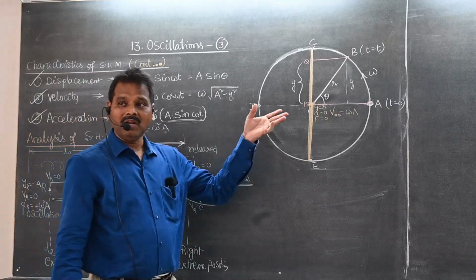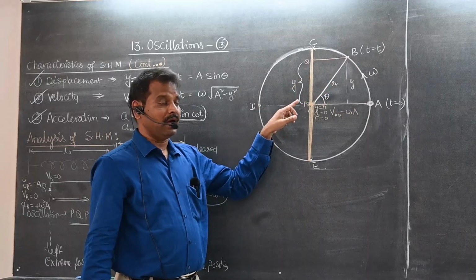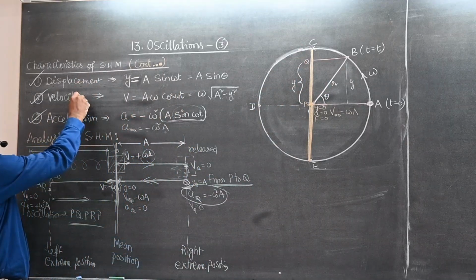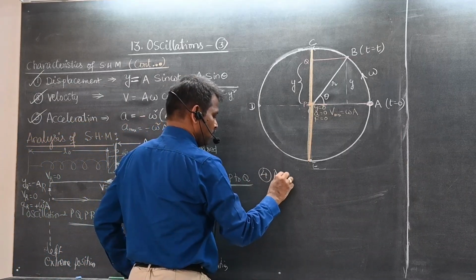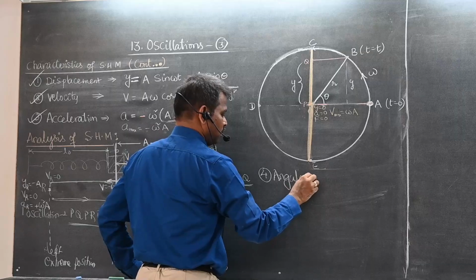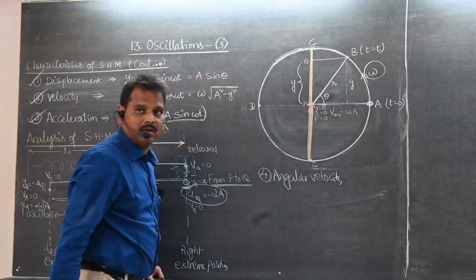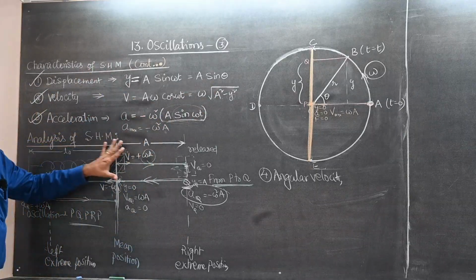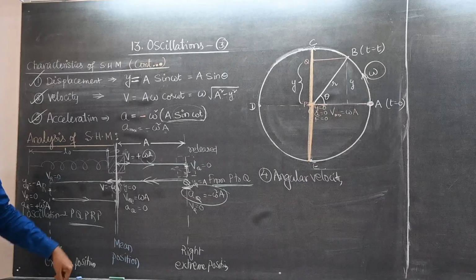Now, what is the angular velocity of this circular path, or the angular velocity of this SHO? The fourth point. The first one, displacement, velocity, acceleration, is completed. The fourth one is angular velocity. How to find omega? See the board and tell me. Where can you find omega?